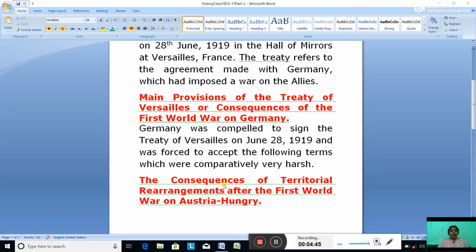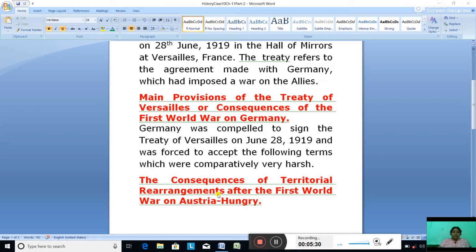Now the area of the Rhine Valley was demilitarized, and Germany could not construct or maintain any fortification either on the left bank or the right bank of the river Rhine. Then you have to remember that the German territory west of the Rhineland was to be occupied by the Allies for 15 years. The German army was reduced to 1 lakh and she was not to have any air force and submarines.